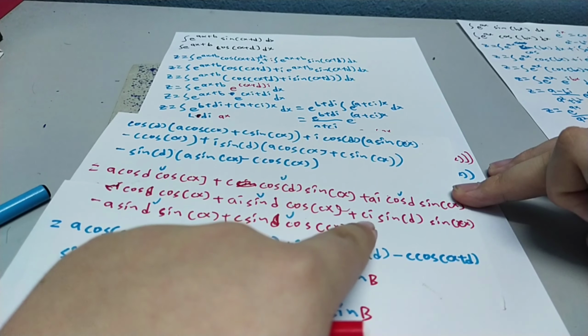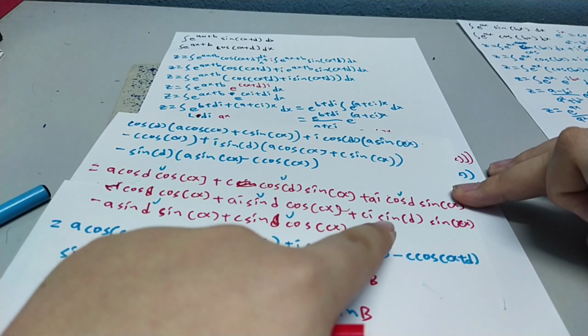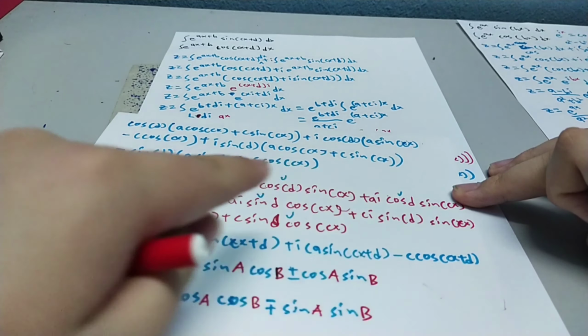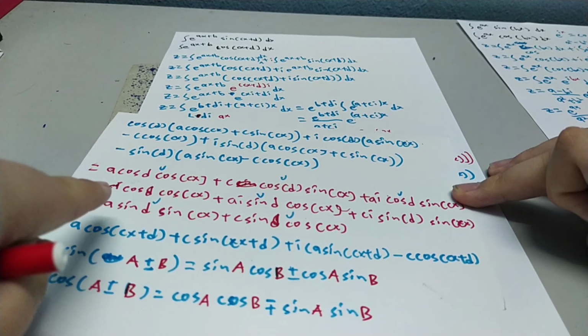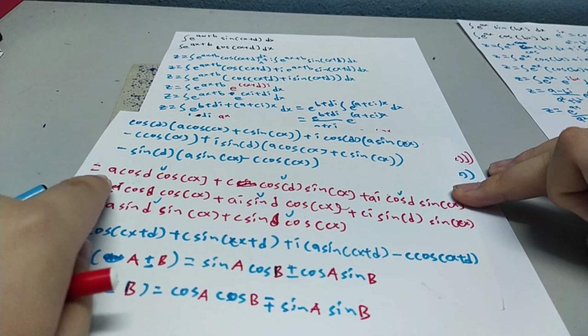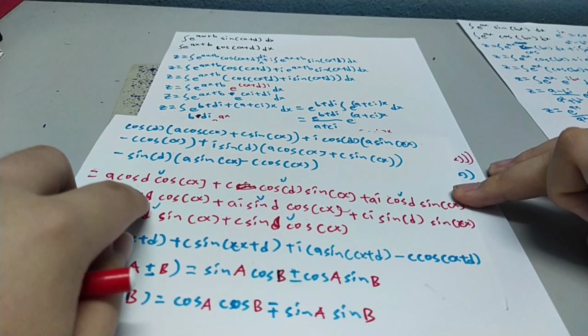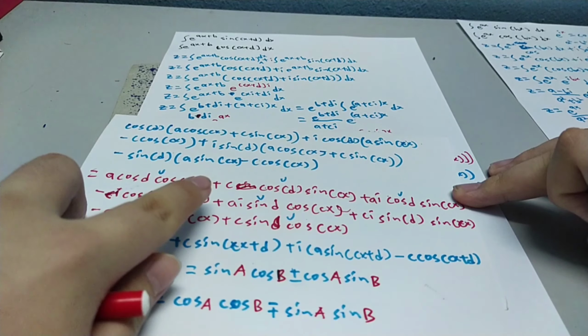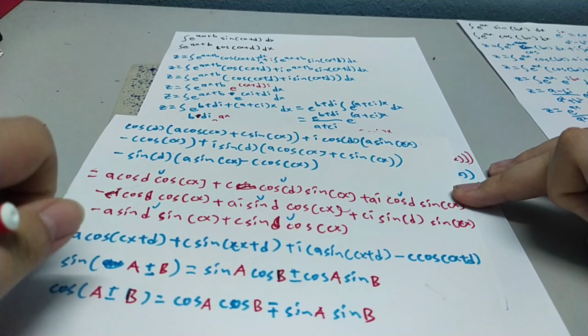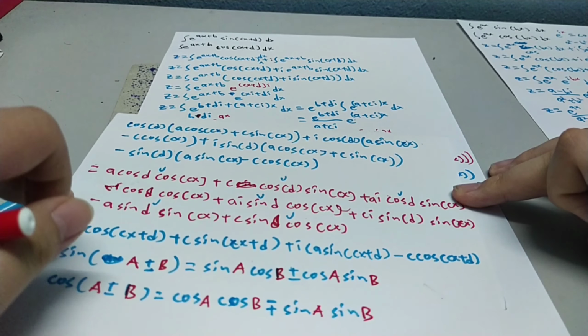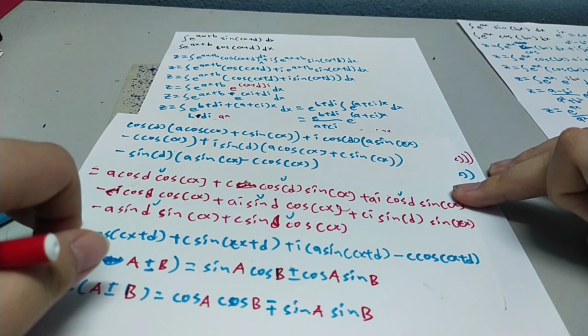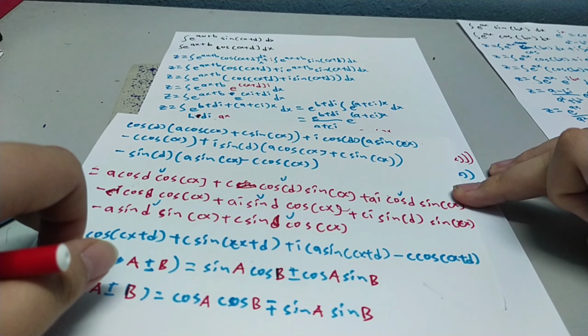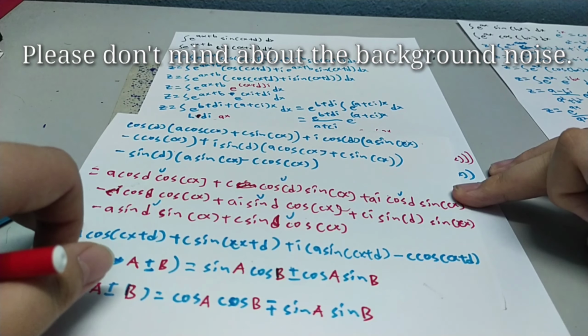Now after we factorize i, the remaining term here is c times sine of d times sine of cx, minus ci, this minus ci times cosine of d times cosine of cx. If you factorize the c out, I will have sine of d times sine of cx minus cosine of d times cosine of cx.